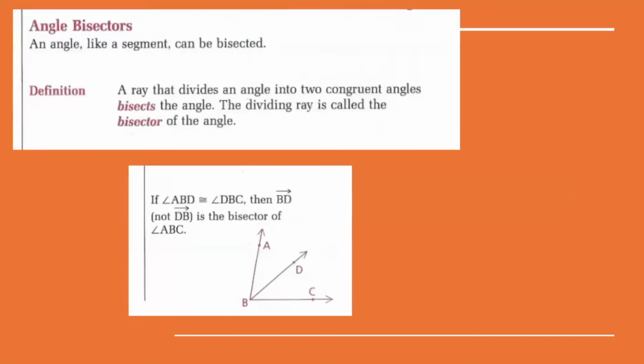Angle bisectors. Like a segment, an angle can be bisected. A ray that divides an angle into two congruent angles bisects the angle. The dividing ray is called the bisector of the angle. If angle ABD is congruent to angle DBC, then ray BD is the bisector of angle ABC. As you can see, ray BD bisects angle ABC because it goes through the middle of it and divides it into two congruent angles, angle ABD and angle DBC.